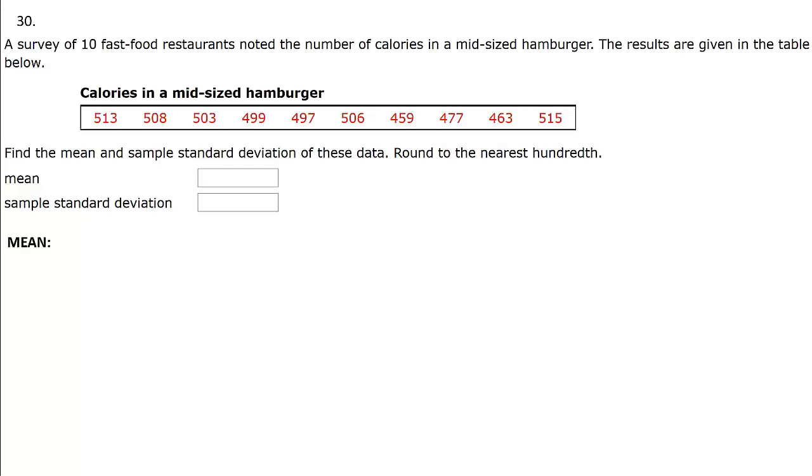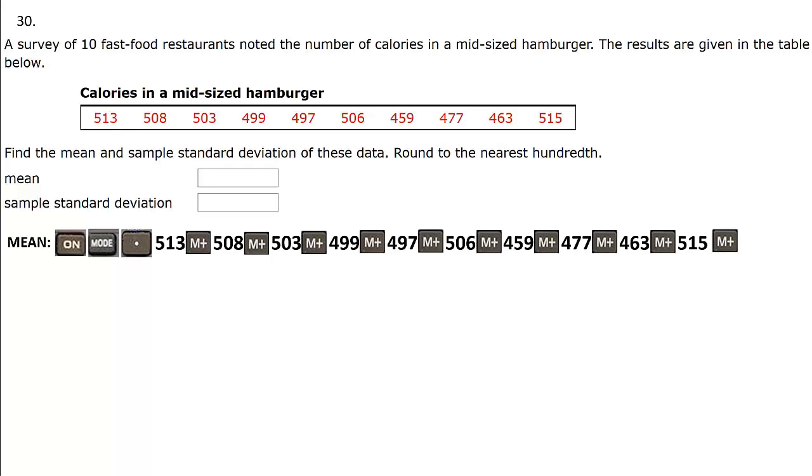So the mean, again, you have to get the data in. Pressing on clears anything old out of there. Mode, dot, make sure you're in stats mode. Then you enter every one of those data points followed by the M+ key. Again, don't forget to press M+ after that last 515. If you don't, that 515 didn't go in and your answer is off. Once you do that, shift 7 gives you the mean, and it turns out to be 494.00.